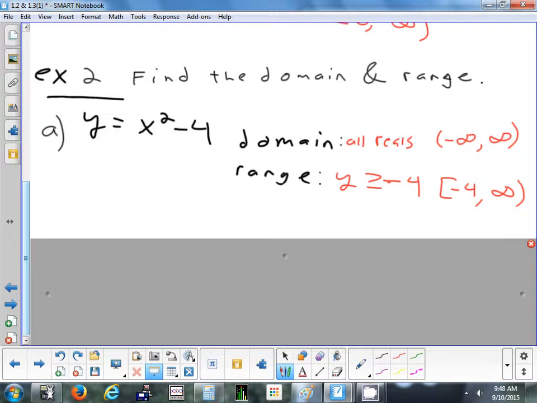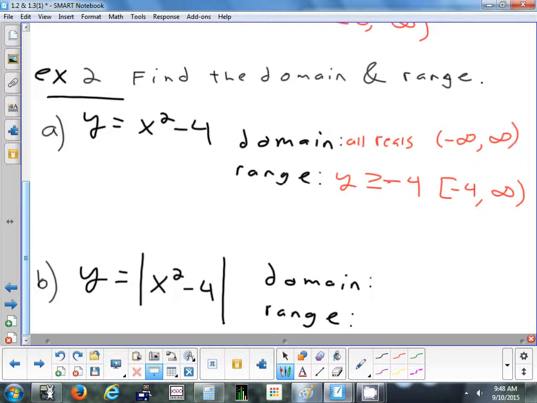Any questions on that one? It just takes a little practice to get used to domain and range. One thing, I'm not going to go through this one, but when I see absolute values, I know absolute value always makes a number positive. So my range is not going to include negative numbers if you have an absolute value in it somewhere.